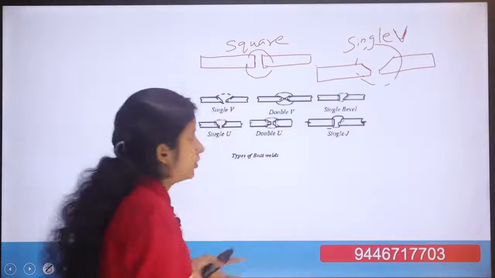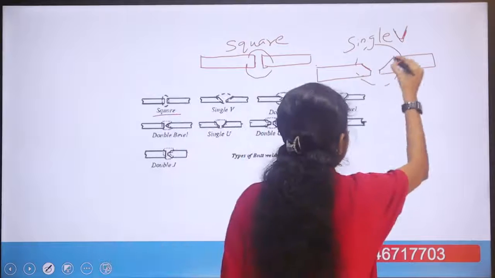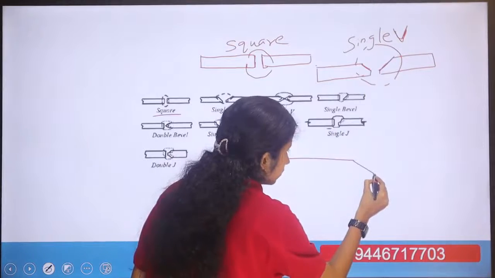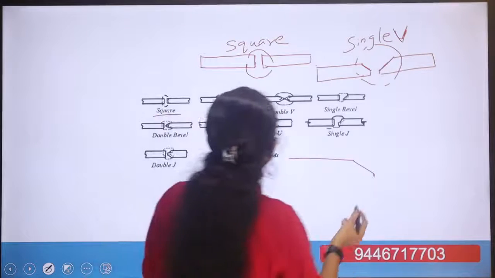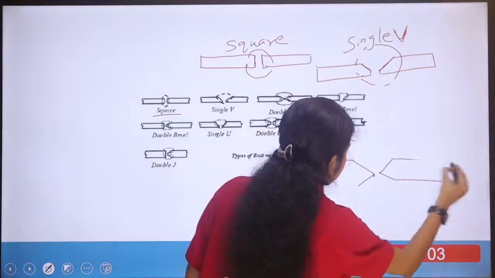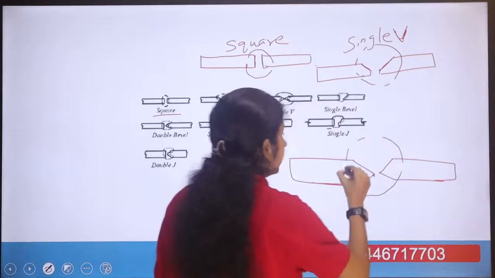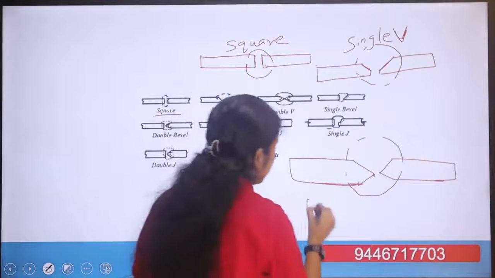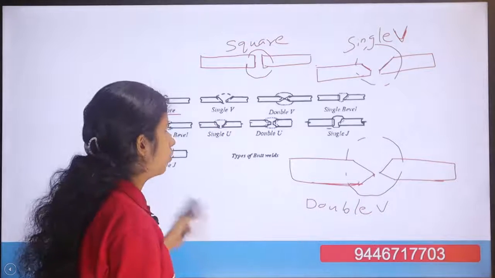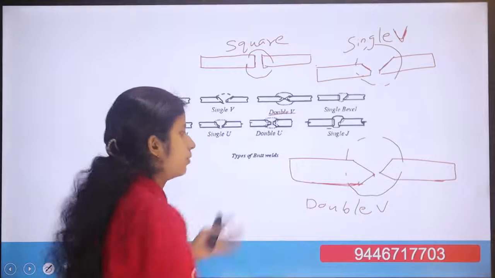And in the double V, here also a V section is provided. So in double V, here we are welding, that is double V. This is double V weld, the double V butt weld. Then next, the double V butt weld is over.